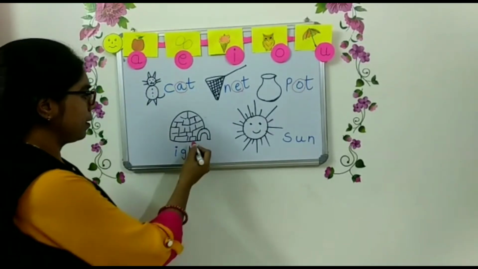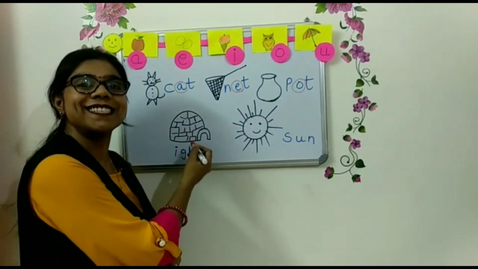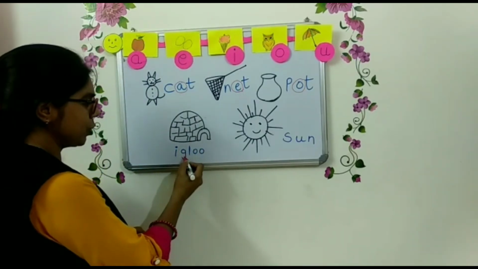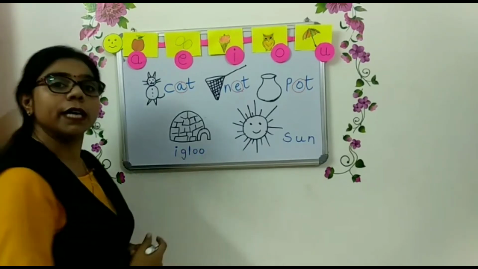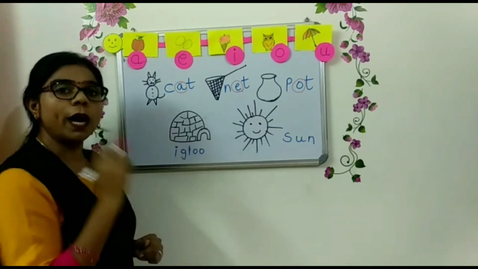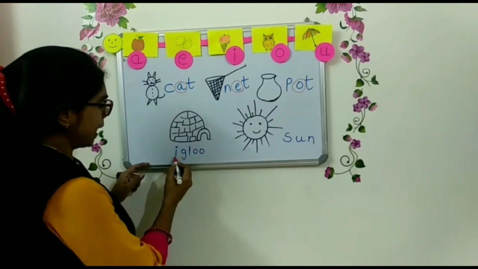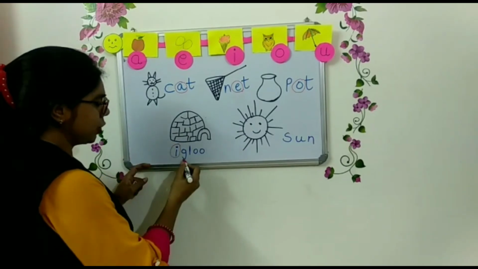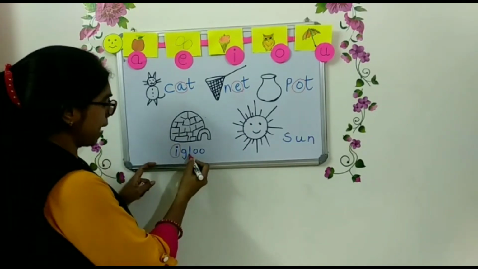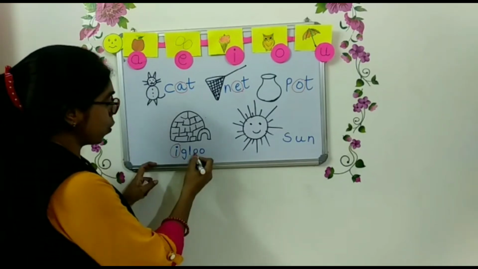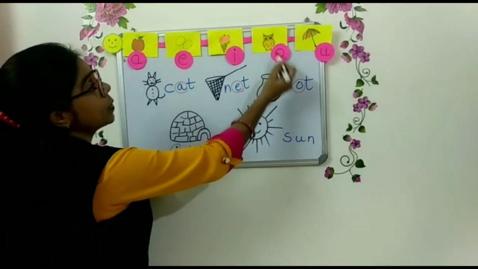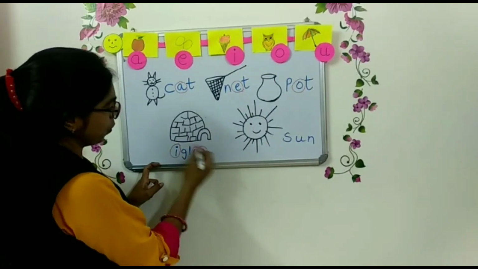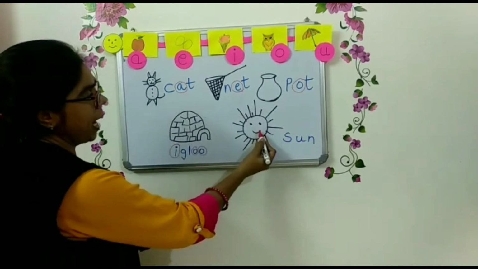Now another picture. What is this? All of you know this is an igloo. What is the spelling of igloo? I-G-L-O-O, igloo. Each letter you have to read carefully. Is I a vowel? Yes. So we have to make a circle on I. Is G a vowel? No. Is L a vowel? No. Is O a vowel? Yes. O is a vowel. So we have to make a circle on both the Os.